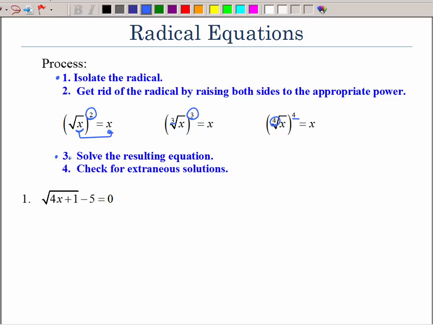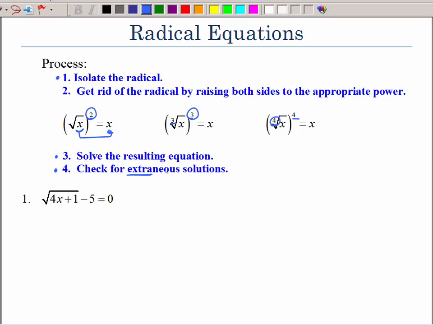We may just be able to isolate x. We may have to factor. We just see. And then the last step is we're going to have to check for what's called extraneous solutions. We've done that before in rational equations. We didn't want to divide by 0. Here we just have to check to see if our answers really work in the original equations. So sometimes we get extra solutions.